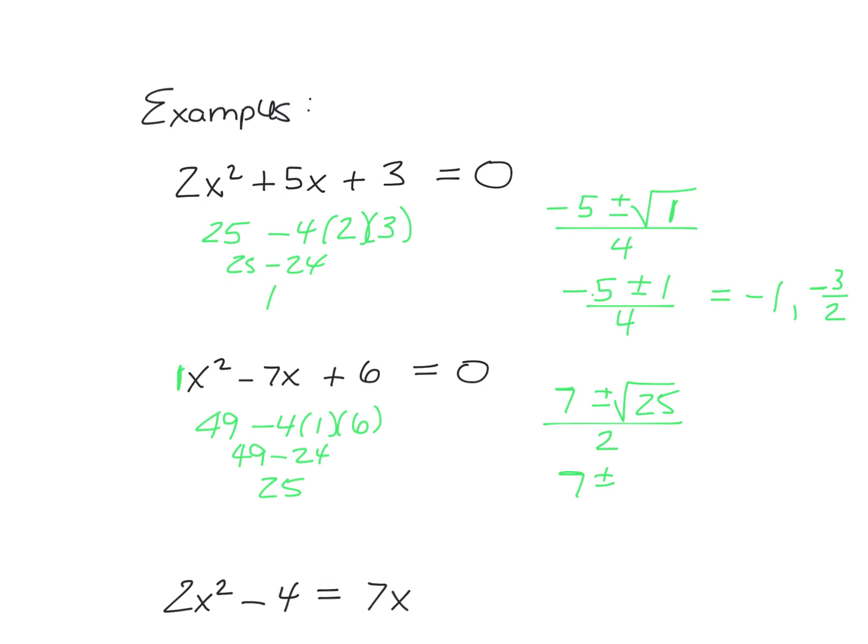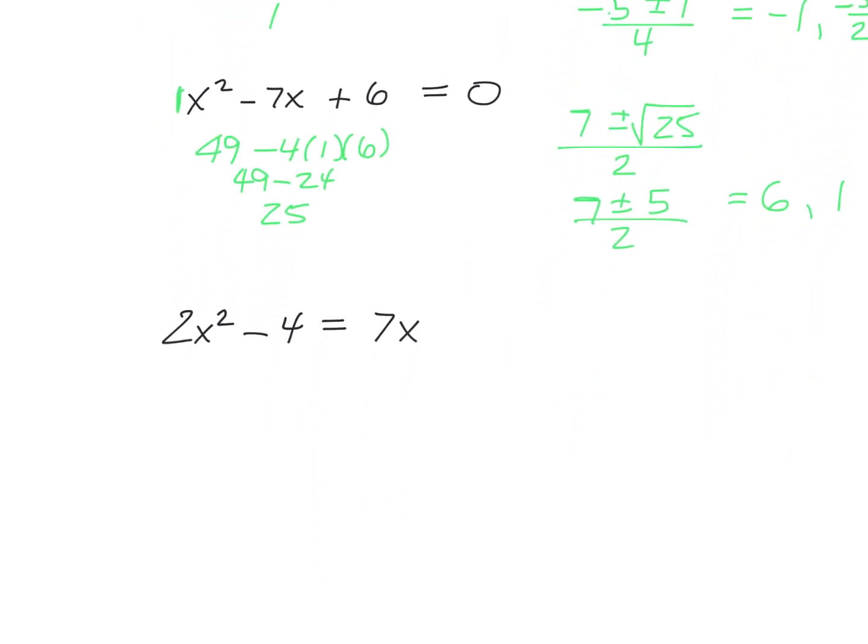I know that the square root of 25 is 5. So now I've got 7 plus 5, which is 12. 12 divided by 2 is 6. 7 minus 5 is 2. 2 divided by 2 is 1. And those would be my two solutions.